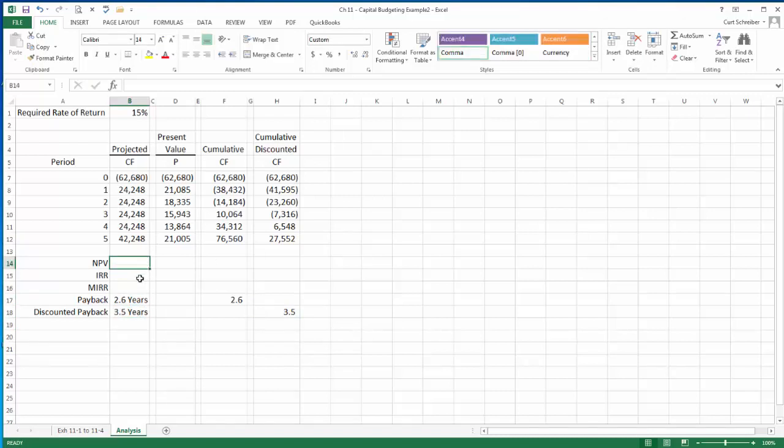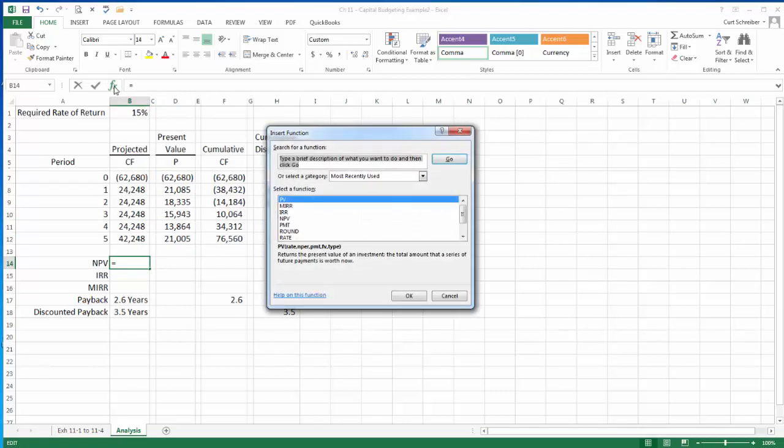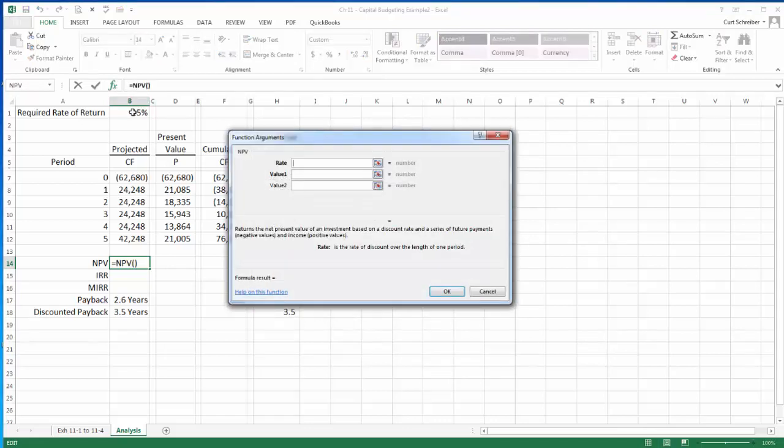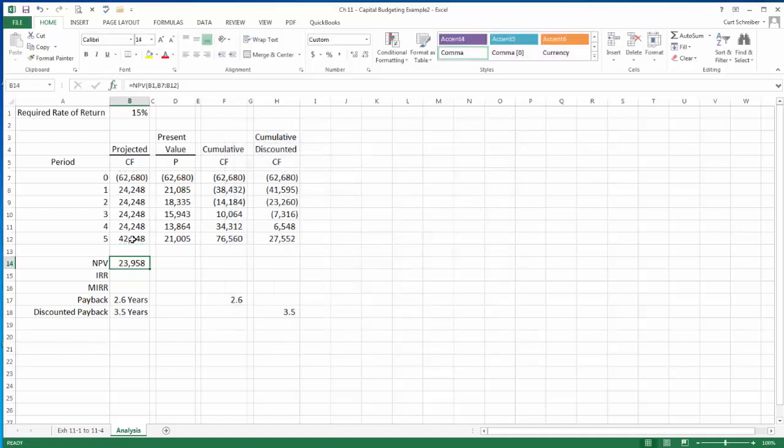Now, continuing on with our net present value, notice here, if I was to total all of these items, that's going to equal the net present value that you can see down here, 27,552. But let's use our NPV function. Use our insert function, type in NPV, and hit enter 2 times. Our rate is 15%, and our values, go ahead and highlight them and hit enter.